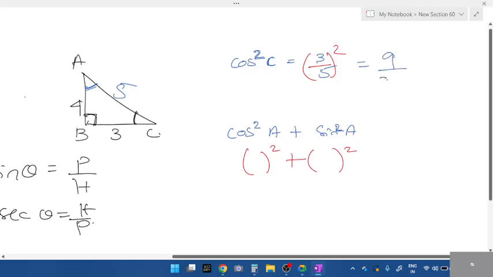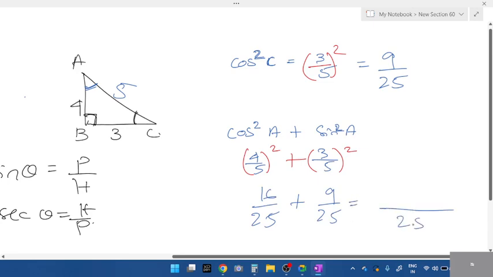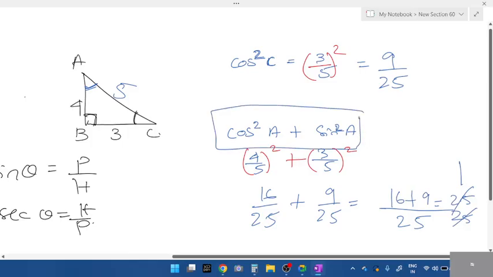Cos square C is 9 by 25. Next. Cos A is how much? 4 by 5, the whole square. What is sine? If you open the bracket, 16 by 25 plus 9 by 25. If you take LCM, the denominator is same. 16 plus 9, you get 25 by 25. Answer is 1. So, this I'll teach you in the square concept.